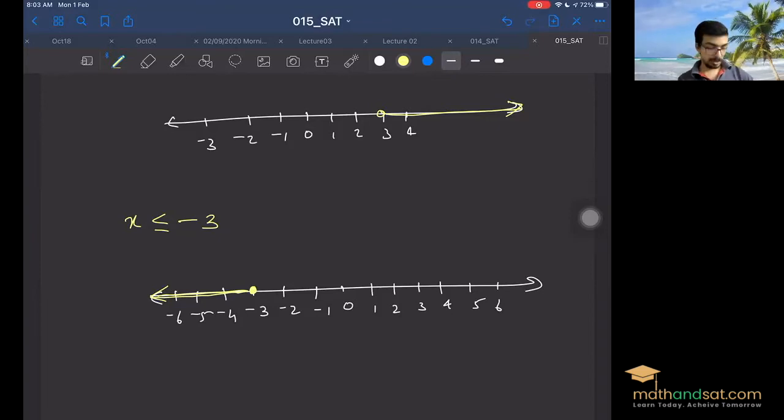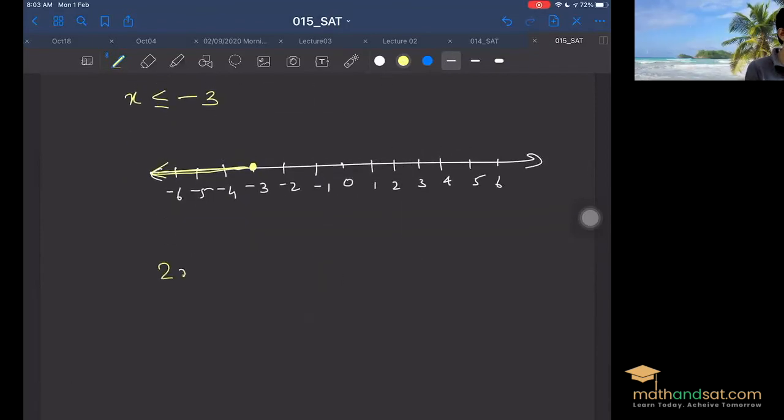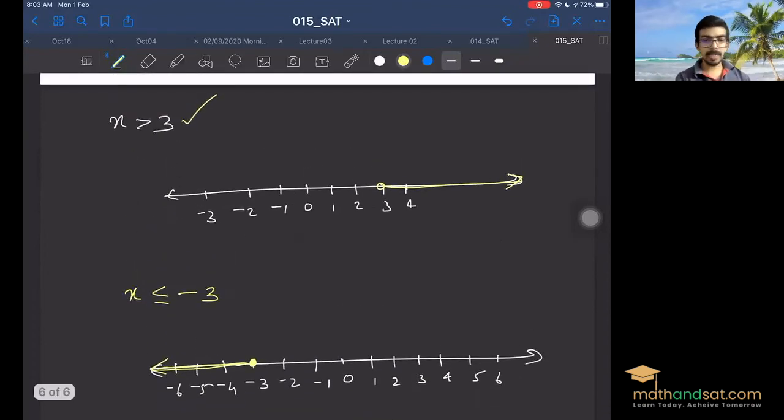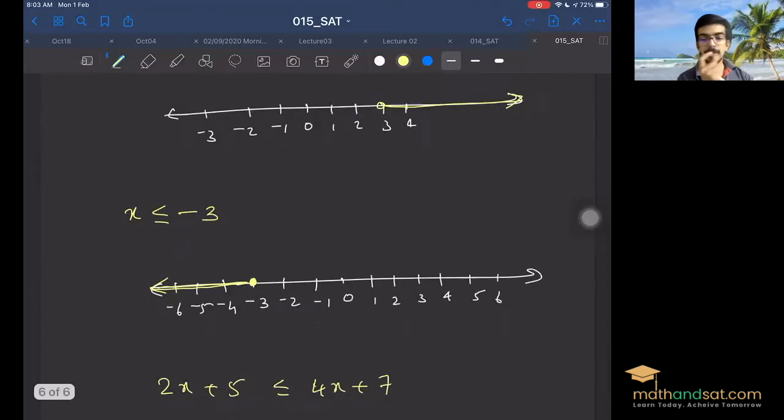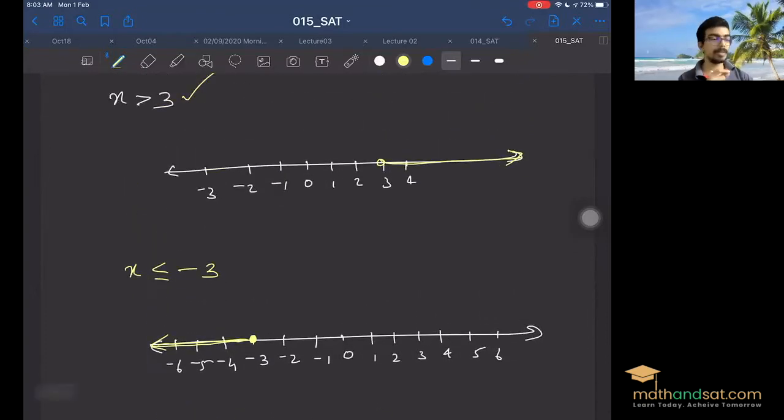Of course, the problem is all linear inequalities won't be this simple. We'll have complicated linear inequalities, say for example, 2x plus 5 is less than or equal to 4x plus 7. These kinds of linear inequalities will come, and we'll see how we can solve them. So this idea is very clear, right? If you have a very simple inequality, how do I represent it on the number line? How does the solution set look like?